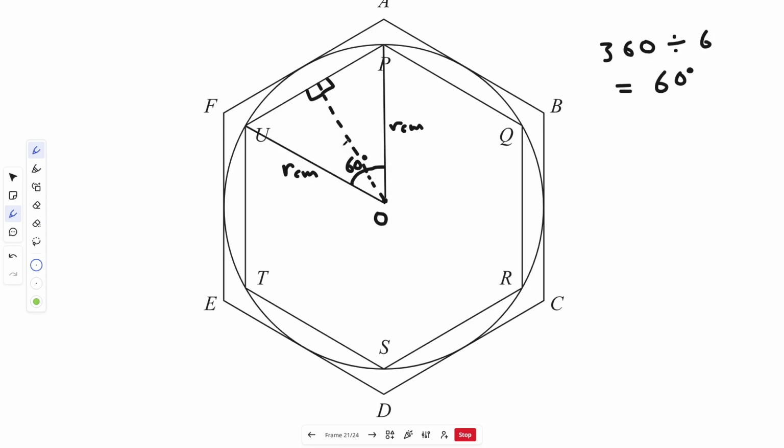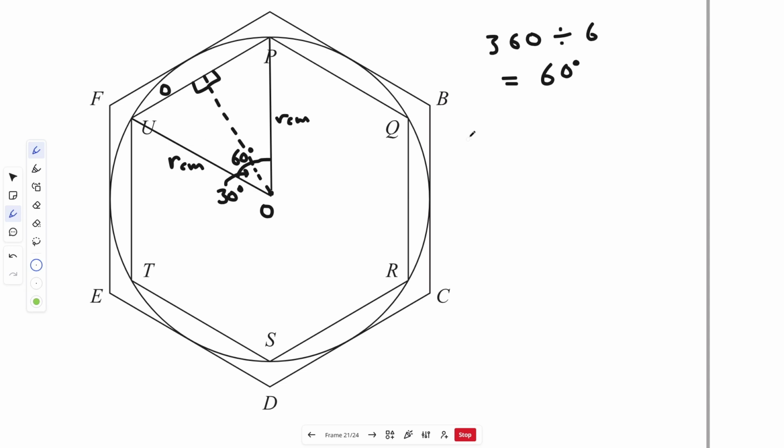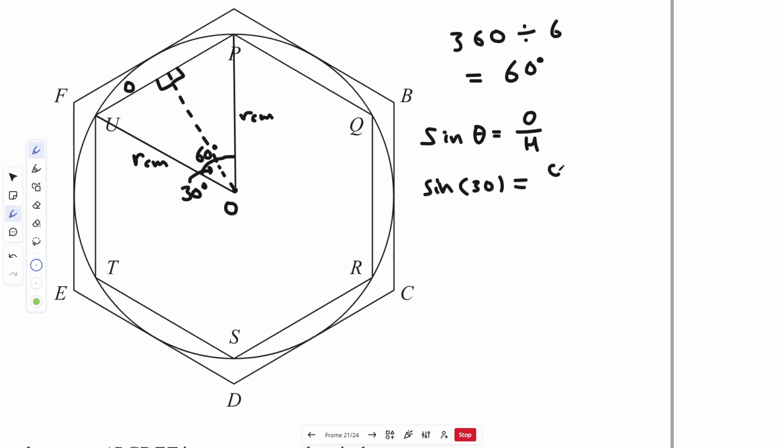So now what you want to do is split this angle up into two smaller angles. So given that this is 30 degrees, what we want to do is create an expression for this line, which we're going to call our opposite O. So we have sine theta is going to be equal to our opposite over our hypotenuse. Therefore, sine of 30 is going to be equal to our opposite divided by our radius, r.